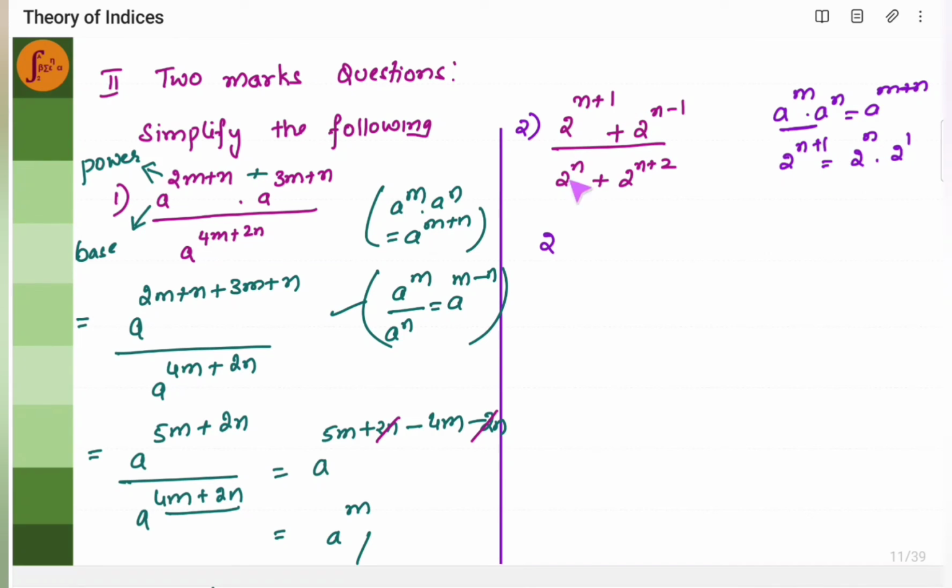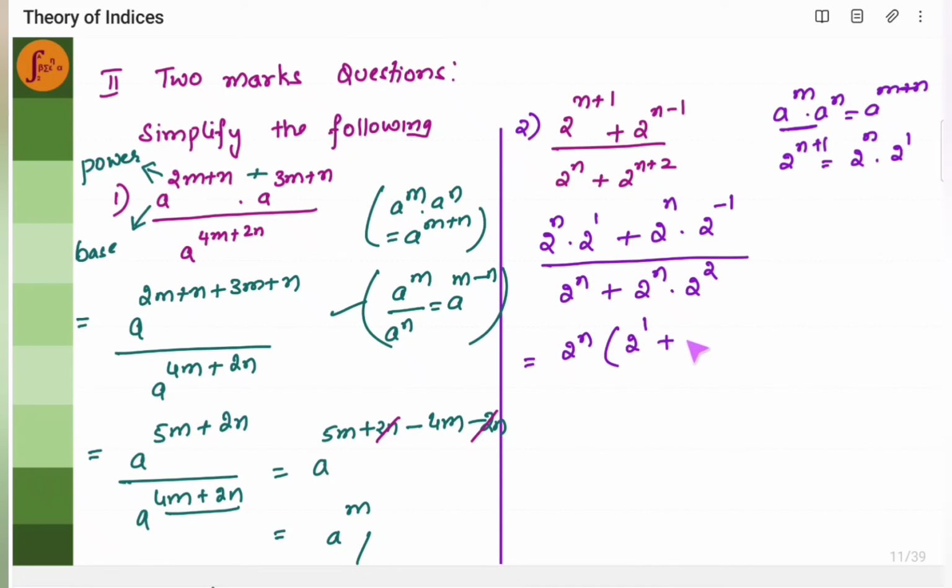So I'll write it as 2 to the power n into 2 to the power 1, plus, similarly here I'll split 2 to the power n minus 1, divided by 2 to the power n plus, split it as 2 to the power n into 2 to the power 2. Now what I will do, I'll take common 2 to the power n. So I'll be left with 2 to the power 1 plus 2 to the power minus 1 divided by, here again I can take common, so I'll be left with 1 plus 2 square. So this will get cancelled. I'll get 2 plus 2 to the power minus 1.